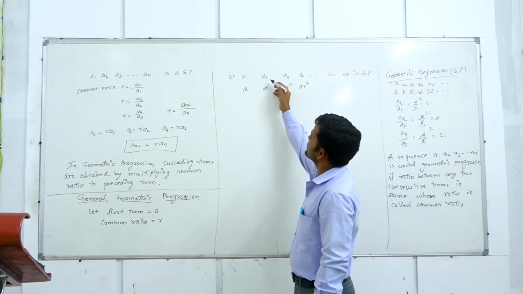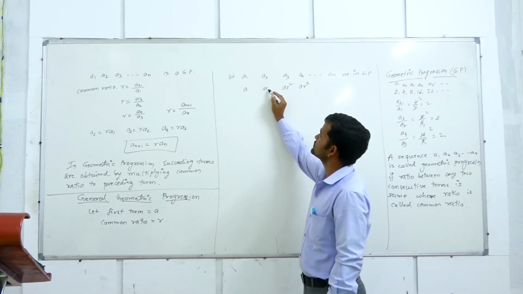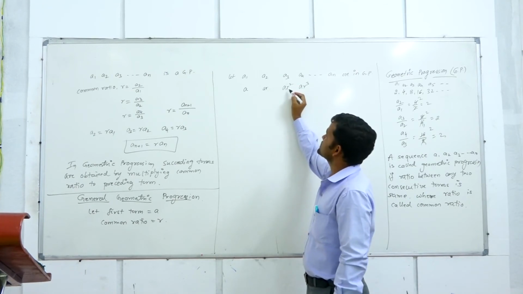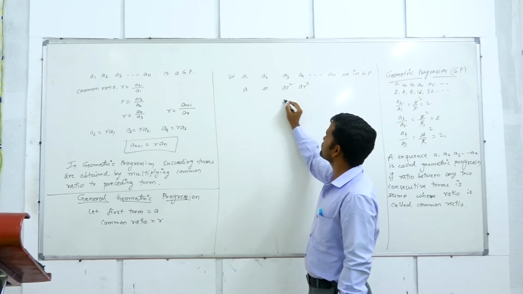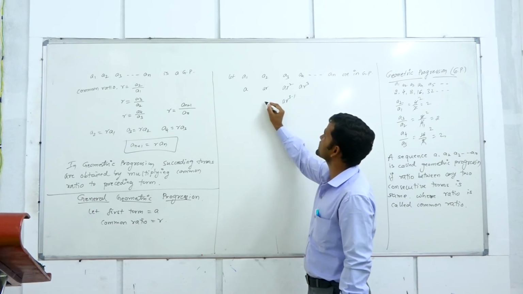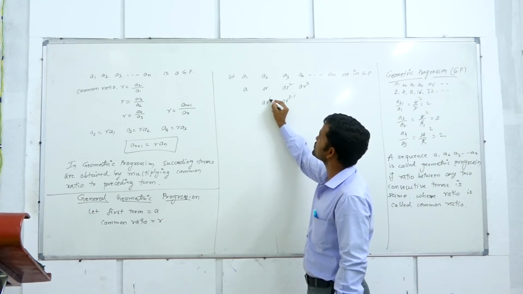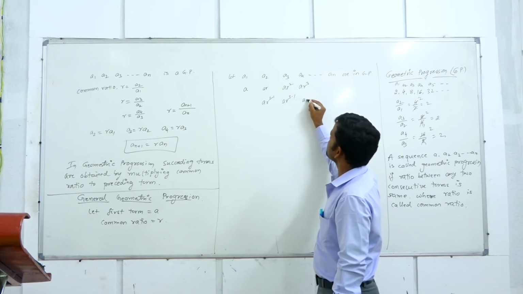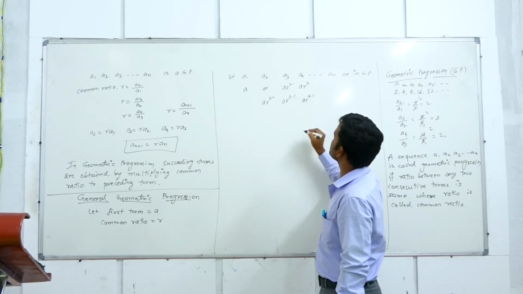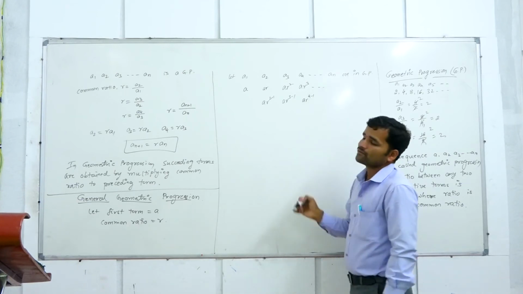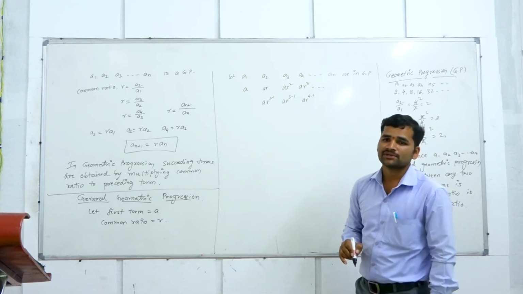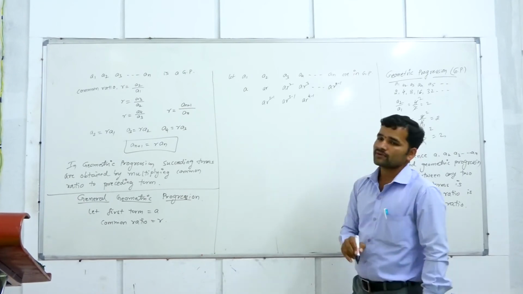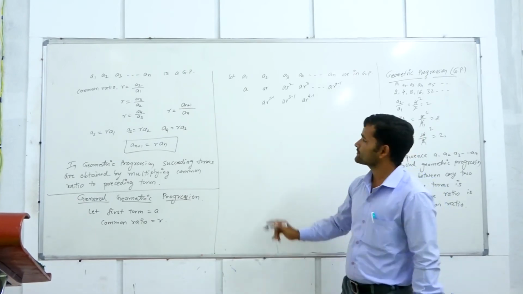You see, a2 means a into r to the power of 2 minus 1 I can write. a3 means a into r to the power of 3 minus 1 I can write. See here, a into r to the power of 2 minus 1 I can write, second term. Fourth term I can write a into r to the power of 4 minus 1. In the same way, what we can write for the nth term? For nth term we can write it as a into r to the power of n minus 1.